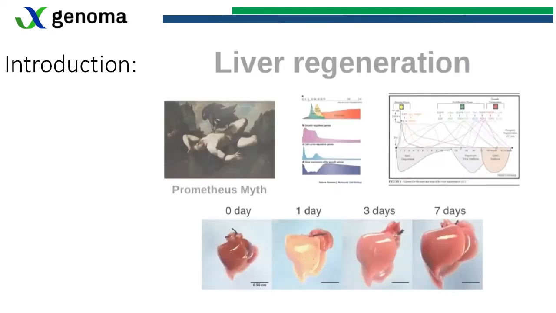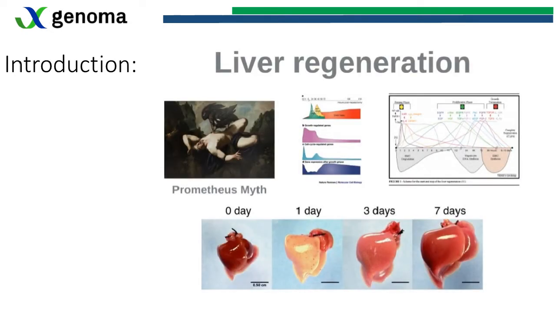In terms of regeneration, the liver is a very interesting organ. The liver possesses this amazing ability to regenerate itself, and this is actually known since the Greek mythology. As you can see on this picture on the top left, there's the Prometheus myth, which tells the story of this titan called Prometheus that was doomed by the gods to be attached to the top of a mountain, where every day an eagle would eat part of his liver, and the next day the liver would grow back, and the eagle would do that again over and over throughout eternity.